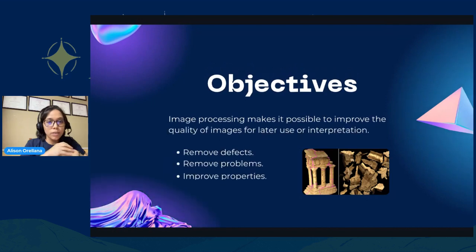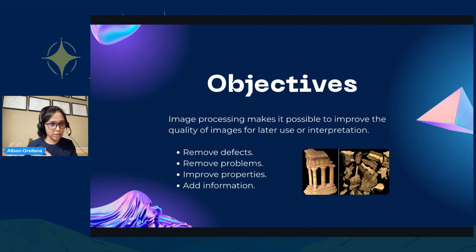So, what are the objectives of this image processing? First, we need to improve the quality of the images for using them later. And some of these objectives are almost for the same objective. First, we can remove defects, like the image on the right. So we have an image, it's incomplete, and we can try to understand what the image is, what does it mean? If it's an architectural part, or if it's only, I don't know, just a little piece, this one.